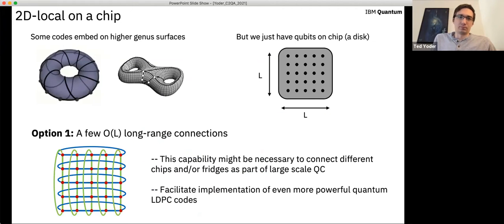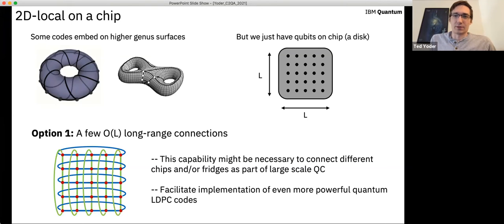Right. So I guess let's go a little bit deeper into this problem here. Some of the codes that I'm going to be talking about are on higher genus surfaces, such as a torus, a double torus. Sometimes they're on non-orientable surfaces as well. But in the lab, we perhaps just have qubits on a chip, which is topologically a disk. So the question is, how do we actually implement these higher genus surfaces?